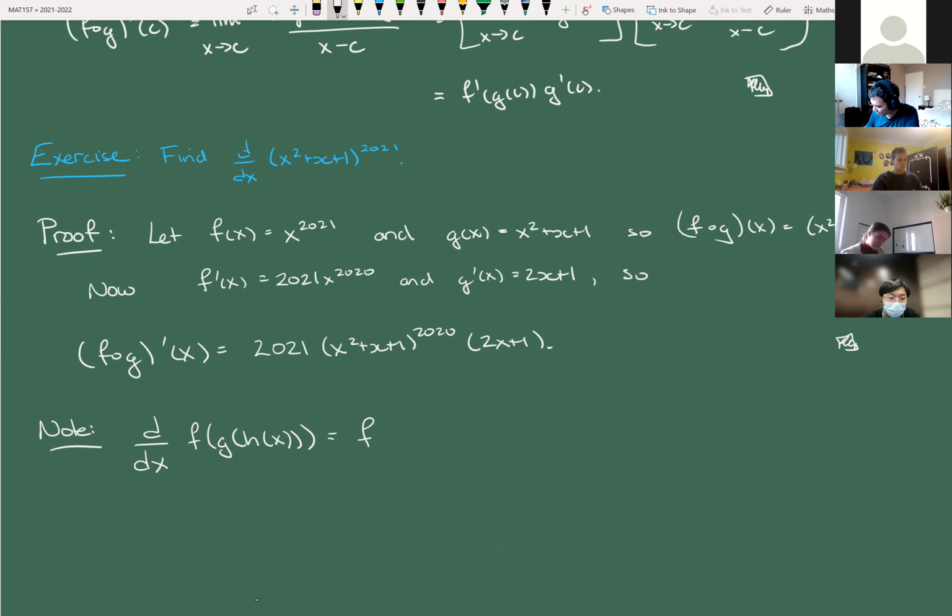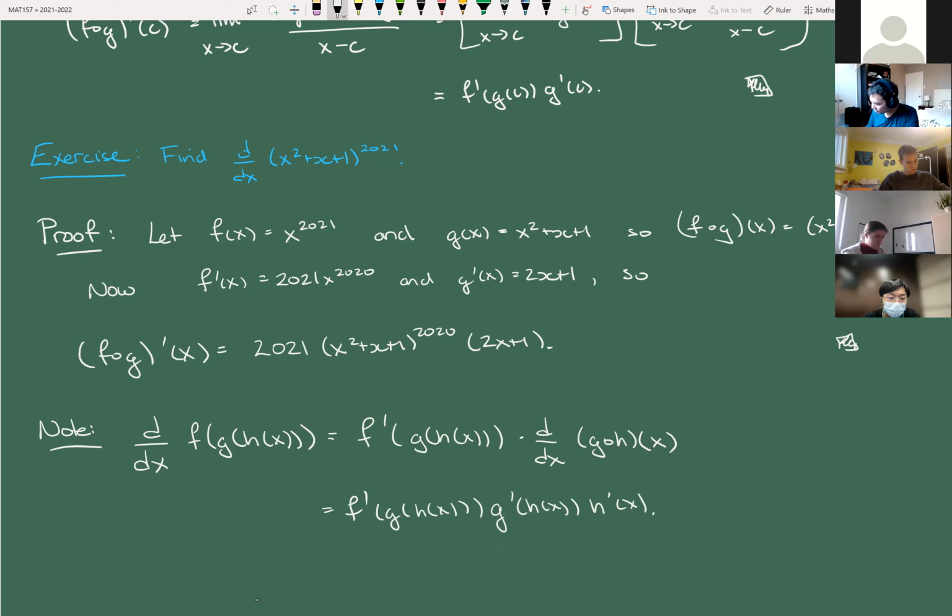right? So you might do something like f prime of g of h of x times the derivative of g compose h of x, right? So you just kind of recursively and inductively work out what the answer should be, times g prime of h of x times h prime of x, like that, right? And you can imagine you can do this with as many functions as you like.